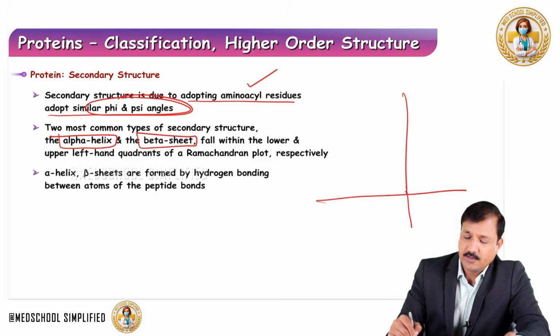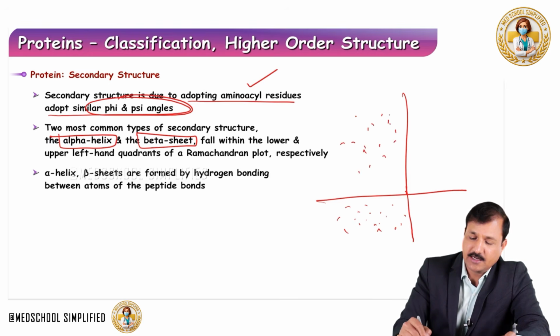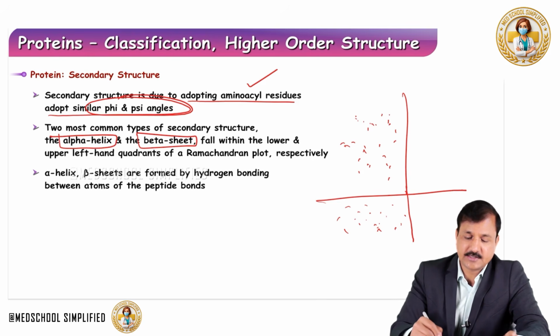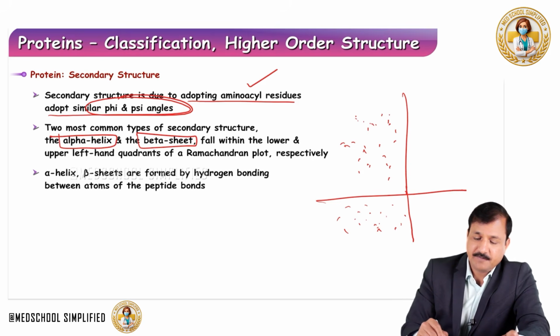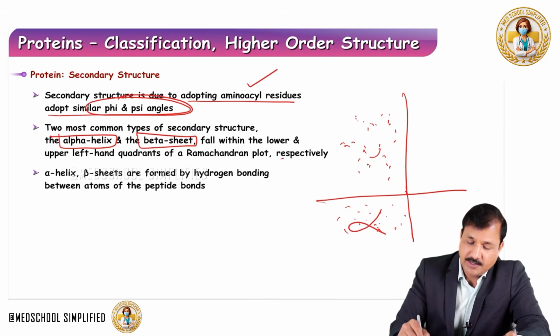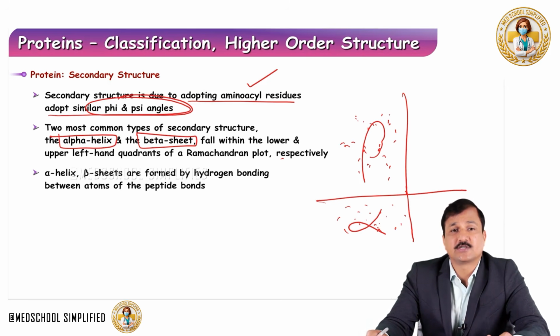Okay, so in a Ramachandran plot, alpha helix and beta sheet will be falling on the left side, both the lower quadrant and also the upper quadrant. So upper and lower left quadrant, that's where you are going to find alpha helix and beta sheet. Within that, as you see here, they fall within the lower and upper left quadrant of the Ramachandran plot respectively. That means alpha is at the lower left and beta is on the upper left quadrant of the Ramachandran plot.